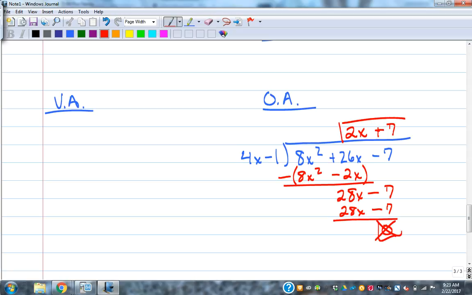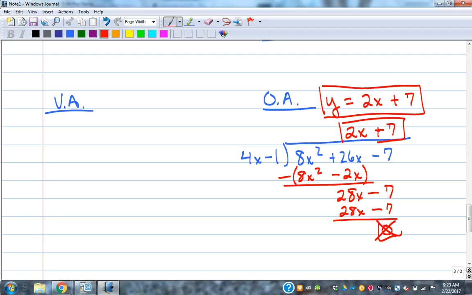This part is what we need. Our oblique asymptote is that line. Oblique asymptotes will be in slope-intercept form every time. Once you get mx plus b right here with the oblique asymptote, you don't even have to do this math here. So you stop. You just stop because you're not worried about the remainder.